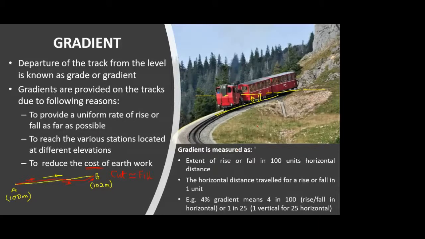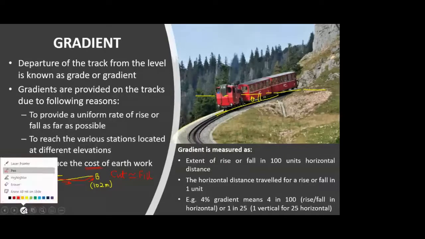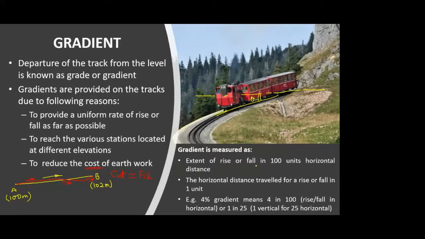And a small revision of how you actually measure gradient. This also all of you must know, but just to revise the concept. What we said is that it is the departure of the track from the level surface. So that is nothing but the gradient. You can express or measure it either as the extent of rise or fall in 100 horizontal units. That is, suppose I consider a horizontal distance of 100 units.